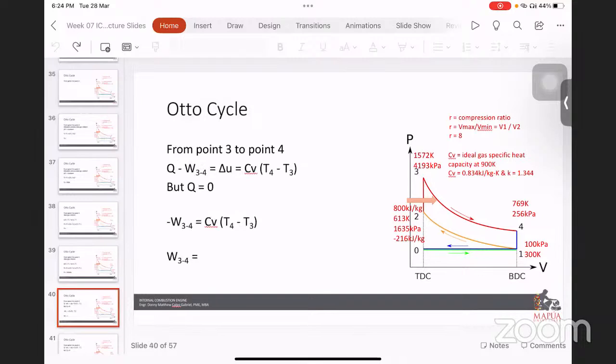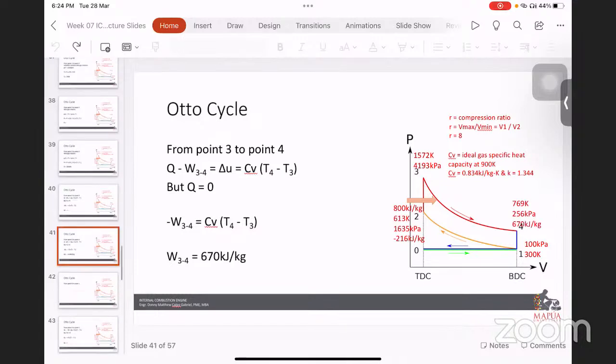Work. So there's change in volume, so there is work. Work can be calculated again by the difference in temperature times the specific heat. So paulit-ulit lang yung ano natin, no, yung formula natin. So work at 4 is equal to 670 kilojoules.